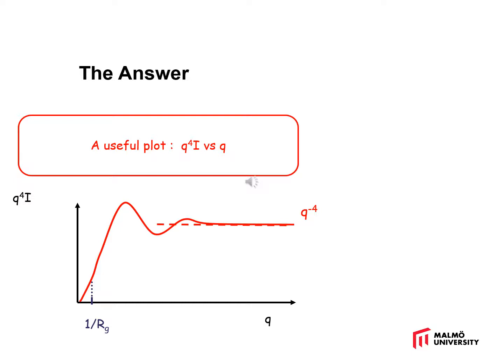So here's the answer to my question. Of course, you plot q to the power 4 multiplied by I against q. The low q regime in this plot is related to the Guinier radius, but as you go out to higher q, the line becomes parallel to the x-axis, and you could extrapolate that to get an idea of the surface area. That is, if you know the volume fraction of the two phases and the contrast between them.